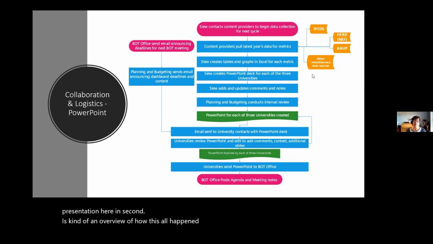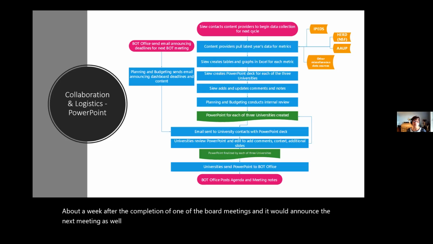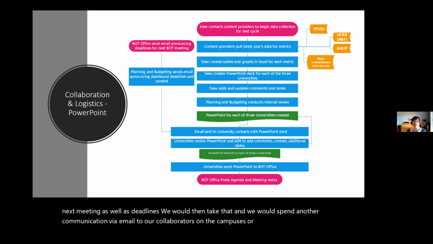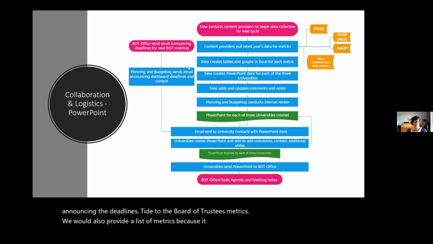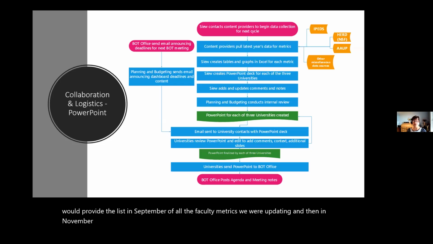So the board would send out an email about a week after the completion of one of the board meetings, and it would announce the next meeting as well as deadlines. We would then take that and send another communication via email to our collaborators on the campuses or the universities, announcing the deadlines tied to the Board of Trustees metrics. We would also provide a list of metrics because it was 6 times per year. So for example, we would provide the list in September of all the faculty metrics we were updating. And then in November, we would be focusing on enrollments and admissions and the degree completions from the prior year.